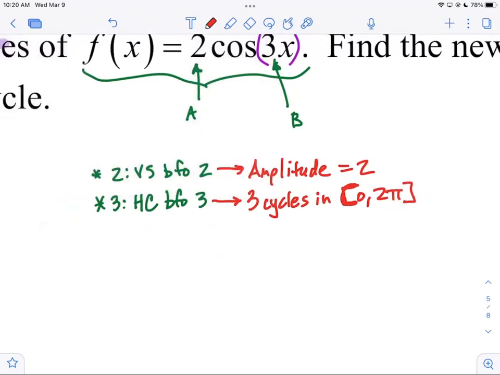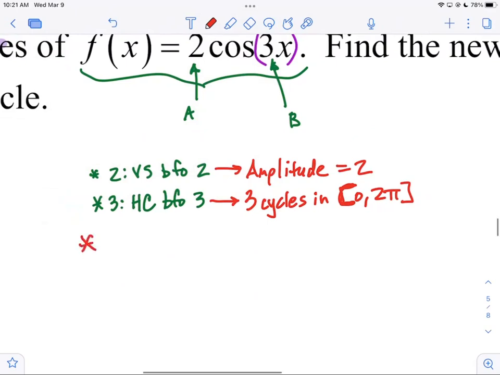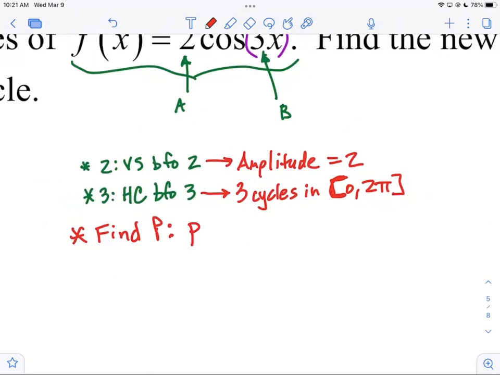Once you've put it into standard transformation form and collected this information, the next thing you want to do is find P, the period. We get B from the equation, but we need P to graph it. Remember, the formula is 2 pi over the absolute value of B. If I plug in, I get 2 pi over 3. That doesn't simplify. So the new period, the new wavelength for one cycle, is 2 pi thirds. And it should make sense, because watch.